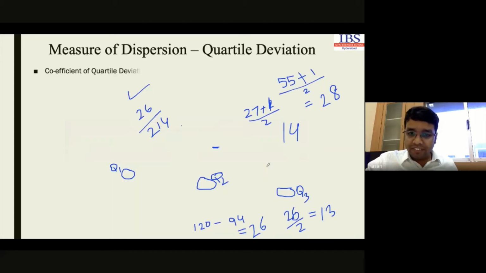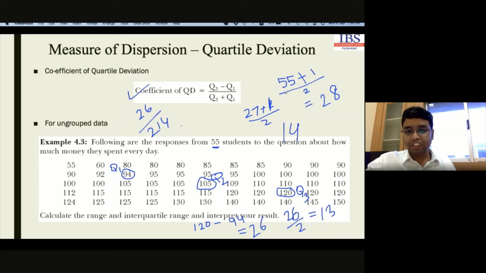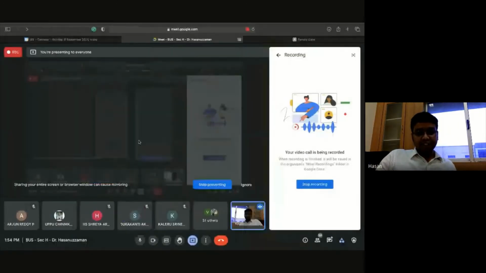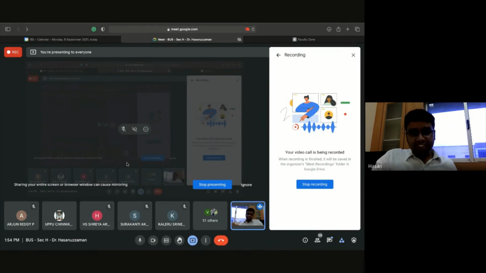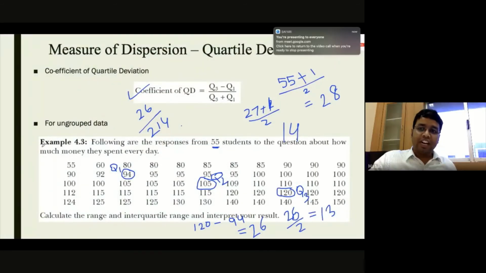So now tell me if there is any query in this. Is there any query? Does anyone have any doubt about quartile deviation? Anyone? No one? Are you listening to me, guys? Yes, sir. So it is clear, right? Quartile deviation. Yes, sir.